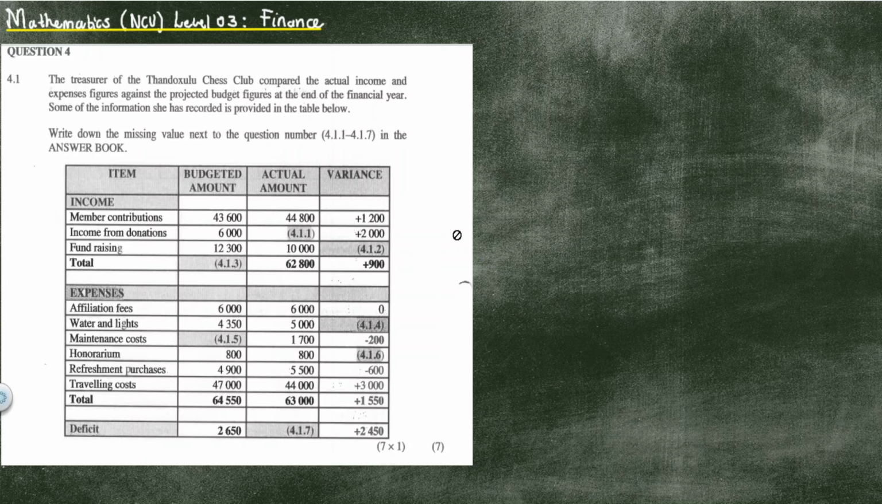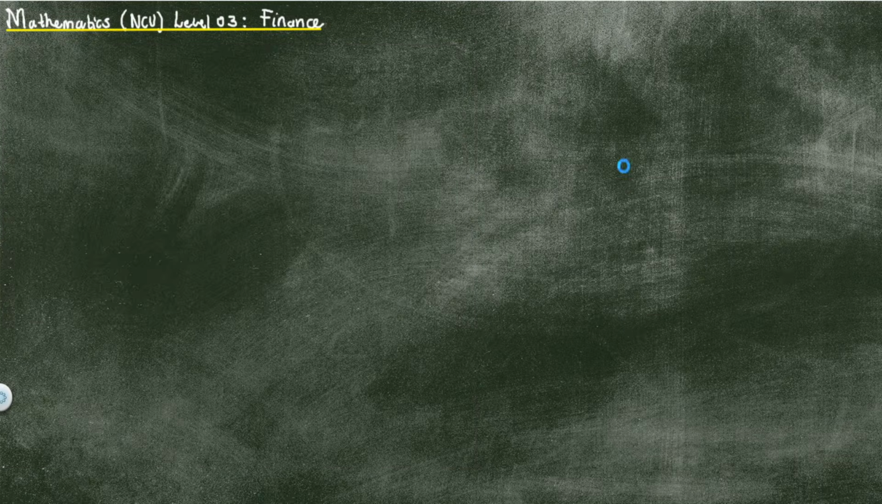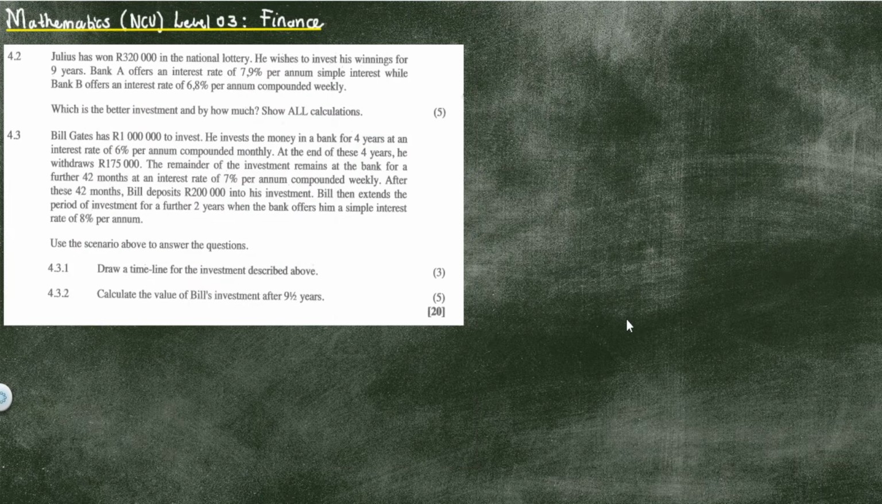This question is coming from the question paper from 2017 November. It's a question on finance. It's a two-part question. So the 4.1, it focuses on budgeting, the income and expenses statement. And then there's the second part of the question, which is about timelines. Okay, so we're going to be answering this question 4 from 4.1 all the way up to 4.3.